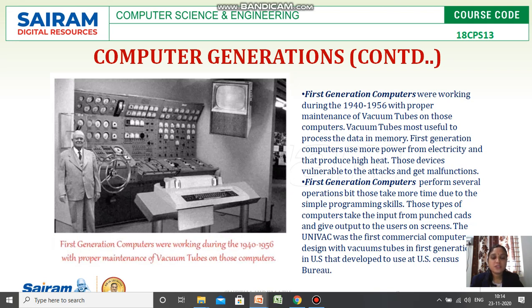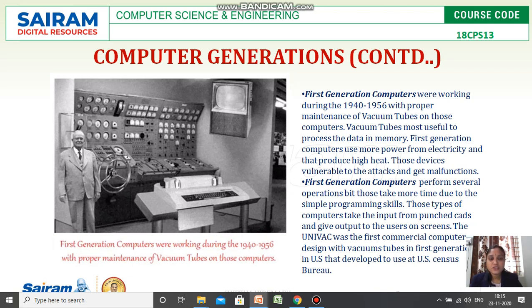First generation computers performed several operations, but those took more time due to the simple programming skills. The programming skills were very simple, and they took a very long time to perform even simple calculations. Those types of computers took the input from punched cards. They made use of punched cards to give the input, and the output was processed by this vacuum tube technology and produced at the output screen.